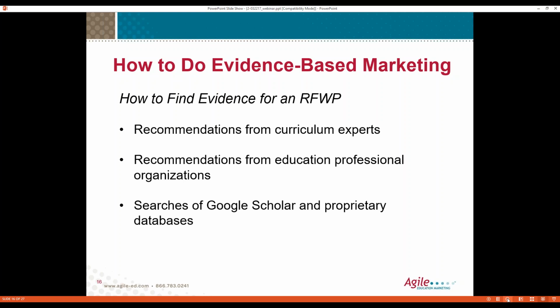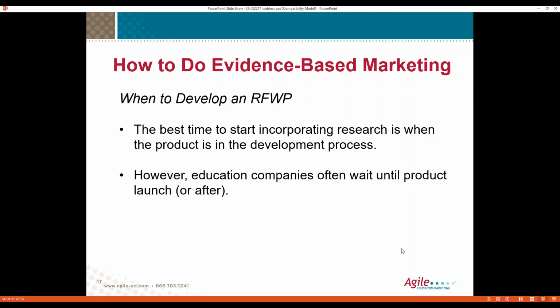All right, and next we're going to talk a little bit about when you should develop a research foundation's white paper. So you probably have the sense from us by now that the best time to do it is when your product is in development. Why is it best to do it then? Because you can incorporate the latest research into your product, right? If you do this later and your product is already developed, it's hard to go back and then incorporate the research. So doing it when your product is in development is the best.